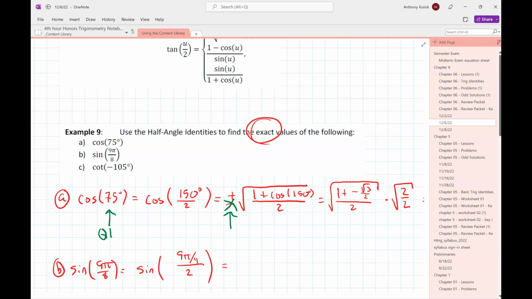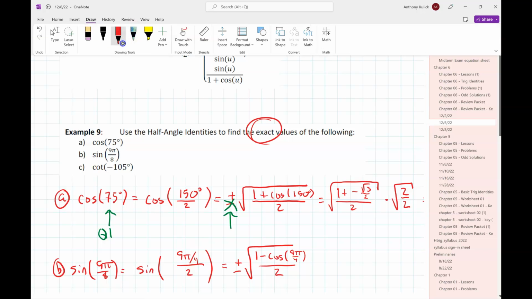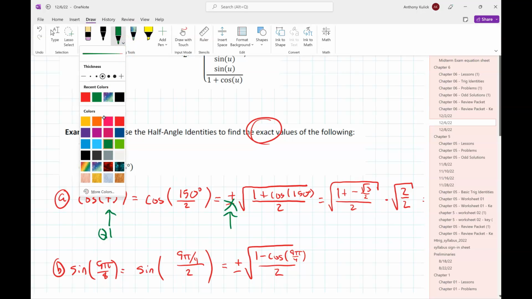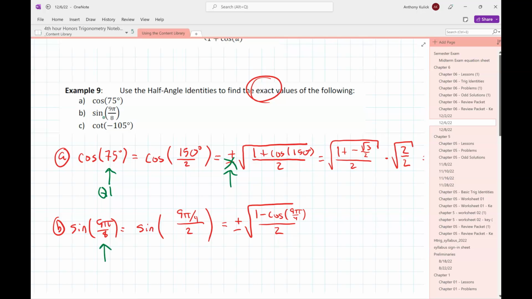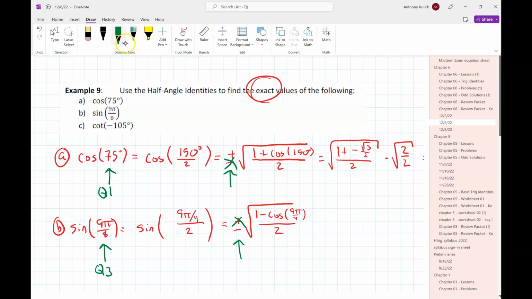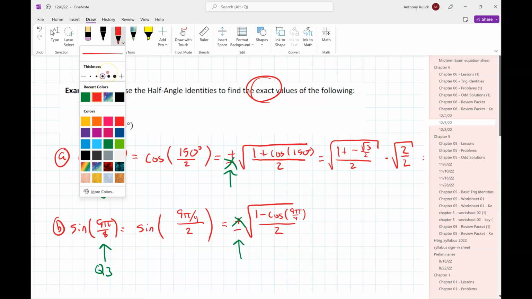So I'll apply my half angle formula. And here, I'm going to decide whether I want the plus or minus. What quadrant is 9 pi over 8 in? Yep, Q3. In Q3, sine is negative. So I'm going to just take the negative sign. Everybody feel good there?